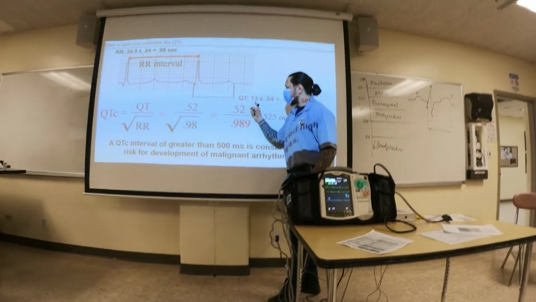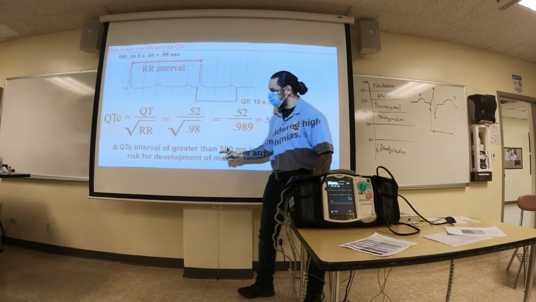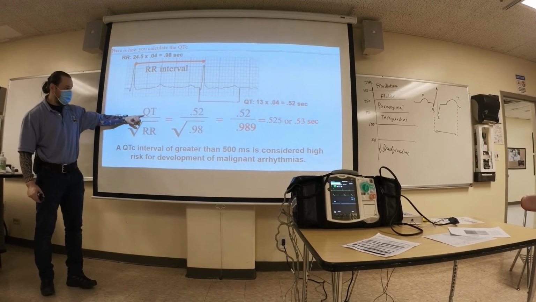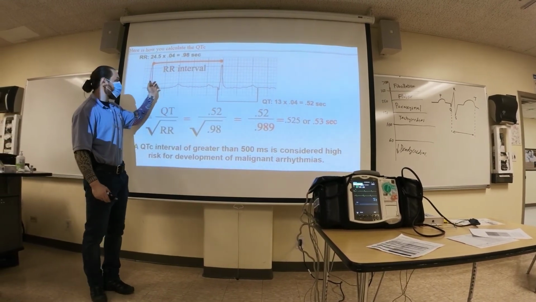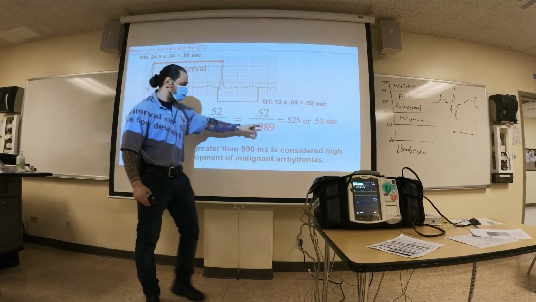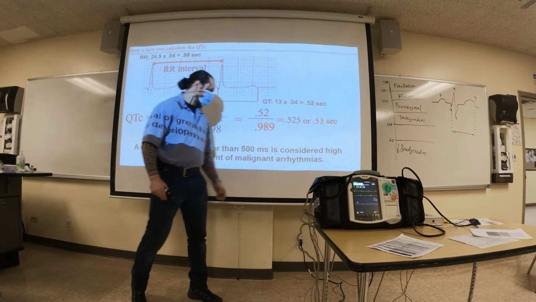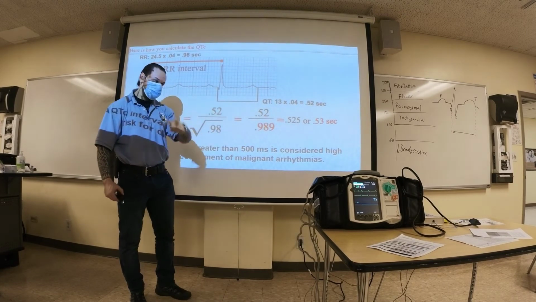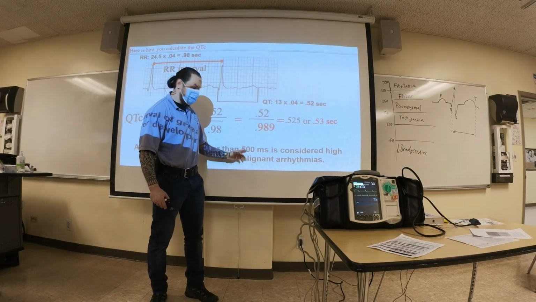They say it's 13 small boxes times 0.04 seconds, which is 0.52 seconds. The formula for the corrected QTC interval is the QT, which is 0.52 seconds, divided by the square root of 0.98 seconds, which is the R to R interval. Here they got 0.525, which they rounded to 0.53, which is definitely above 0.5. So to your question, 500 milliseconds would be 0.5 seconds.